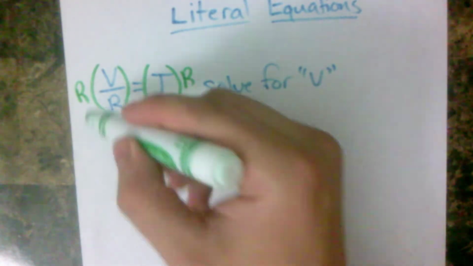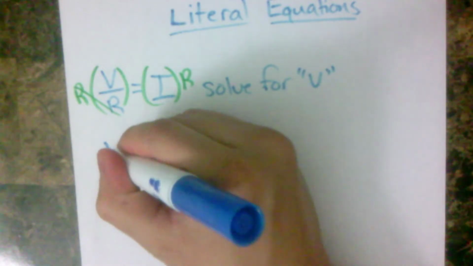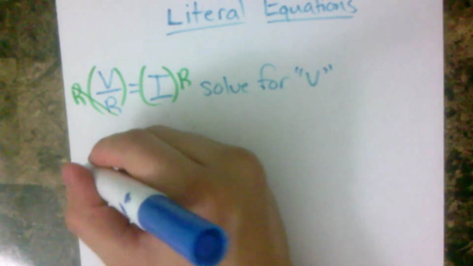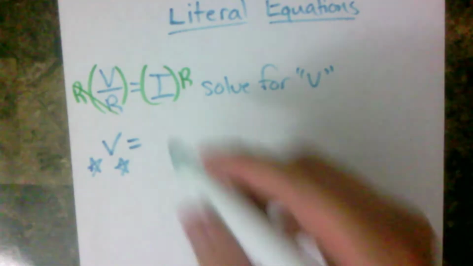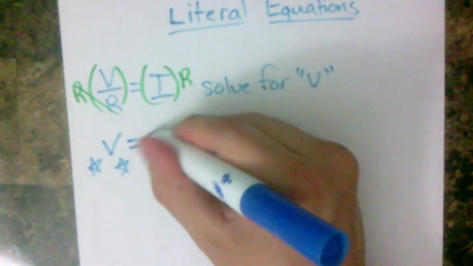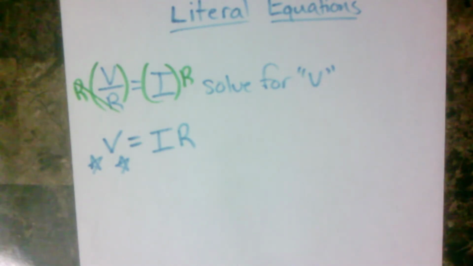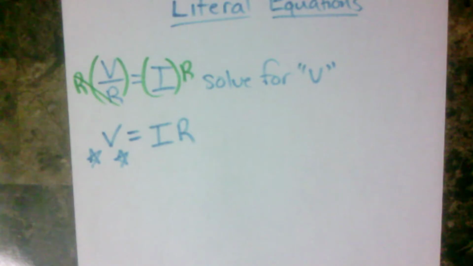R divided by R cancels out. You're left with just V on the left side, and that was your goal. Whatever it says to solve for, you just need it all alone. Congratulations, it's all alone. Hooray. That's all you really needed to do. And then over here you have I times R, and you can write this as IR or RI. Doesn't really matter. I like them in alphabetical order, but that's just a personal preference. I will not mark you wrong if you write this as V equals RI. Really doesn't make a difference to me, and mathematically it doesn't mean anything.